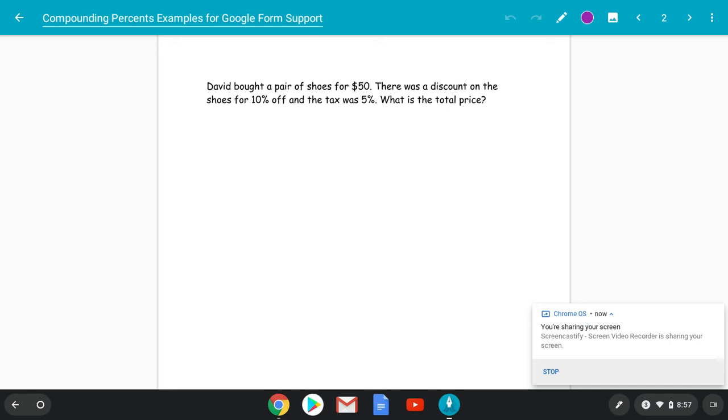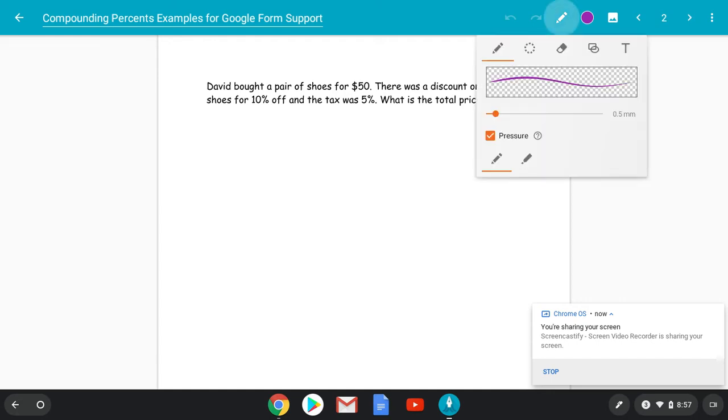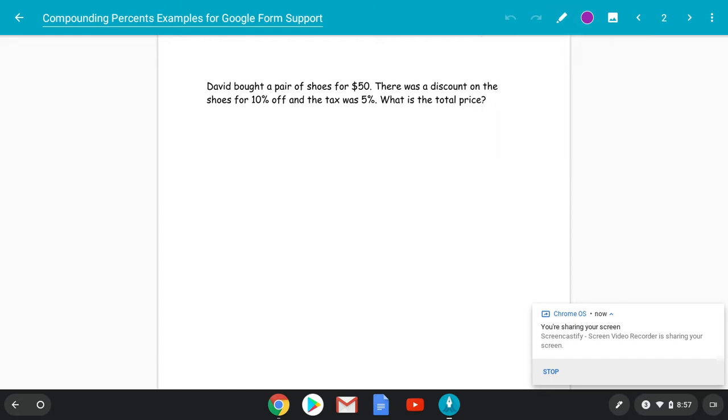Okay, so for this example, we have that David bought a pair of shoes for $50. There was a discount on the shoes for 10% off, and the tax was 5%. We want to know the total price. So here, the original cost for the pair of shoes is $50. And then we have a discount for 10% off and tax for 5%. And we want to know the total price.